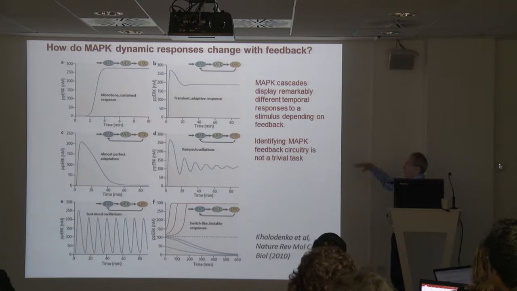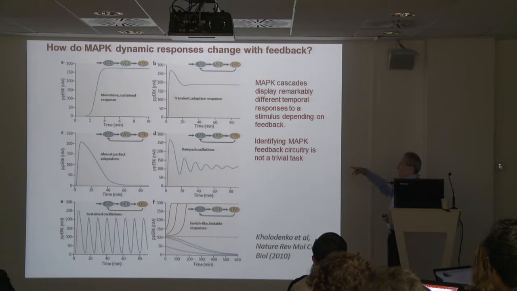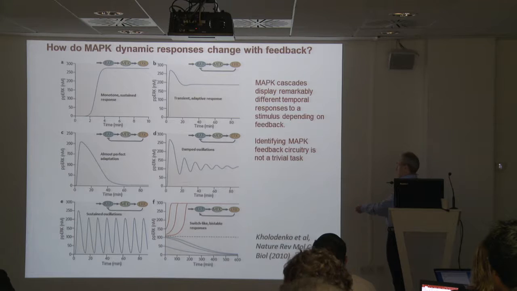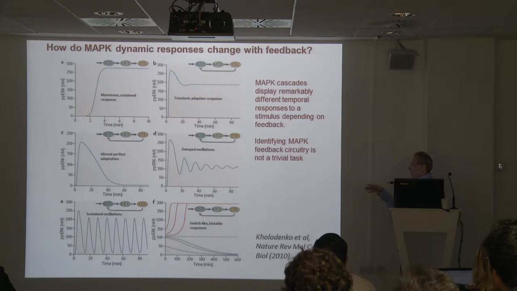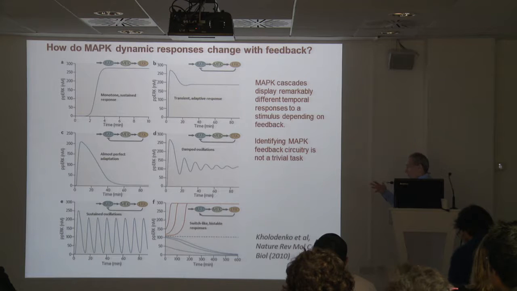If there is no feedback, of course, the response is monotonic, and then there are responses which change from transient adaptive to almost perfect adaptation, and with stronger feedback to strongly damped oscillations and sustained oscillations. But if you make the feedback positive, you have bistability. What does bistability mean? It means several steady states at the same parameter values, and depending on your initial history, you go either to one steady state, which is almost zero, or to the other steady state.